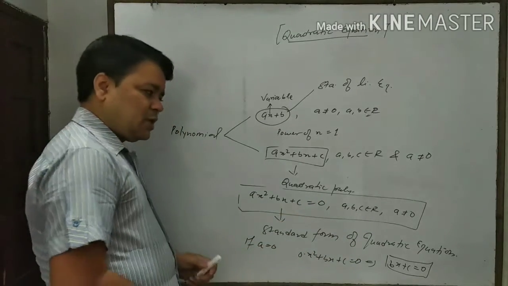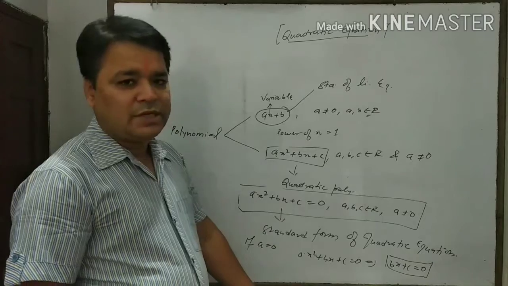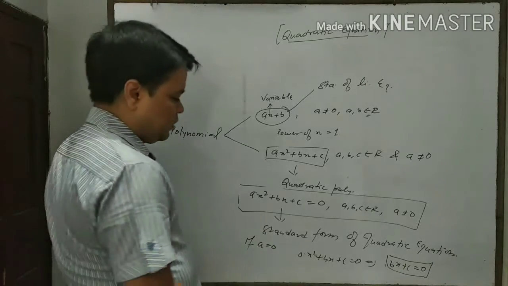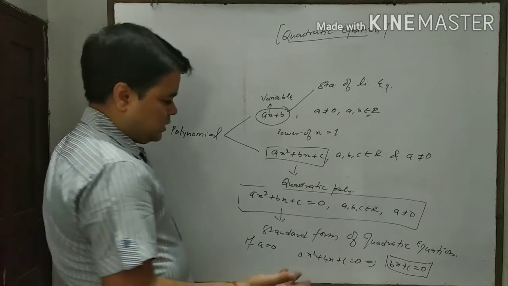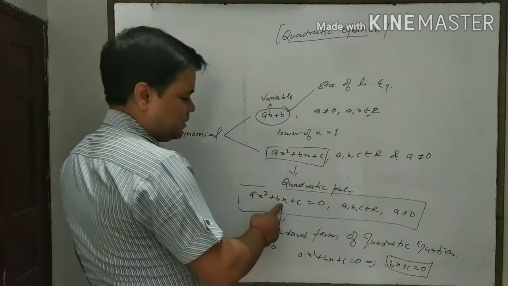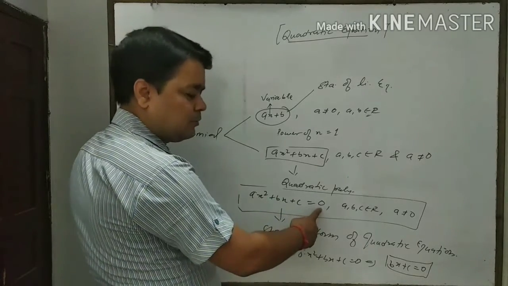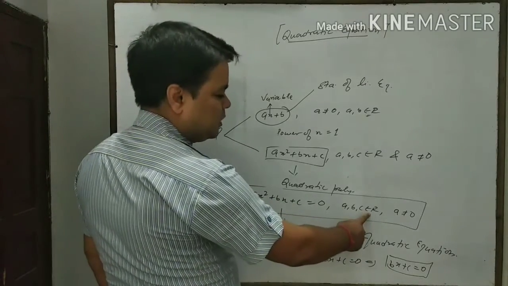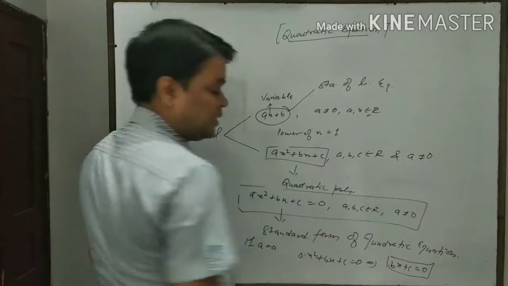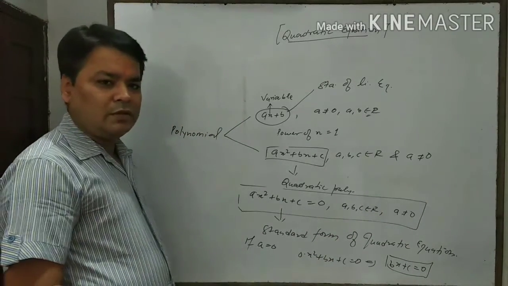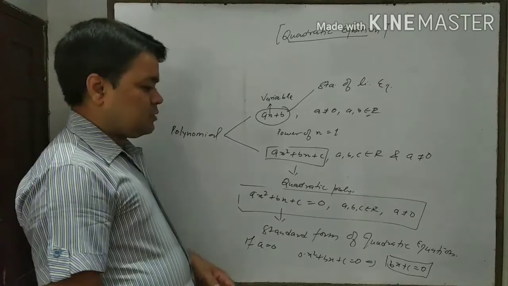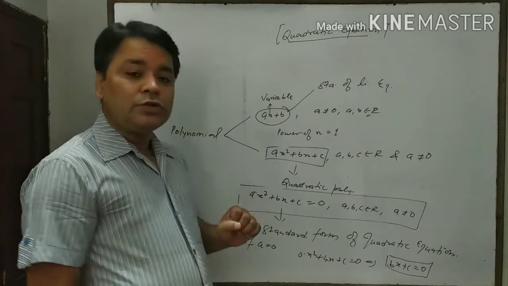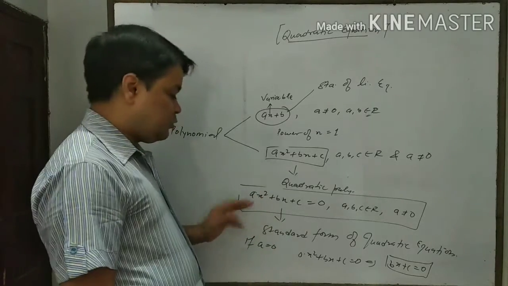Standard form. If anyone asks what is the standard form of the quadratic equation, your answer should be: the standard form of the quadratic equation is ax square plus bx plus c is equal to 0, where a, b, c belong to real numbers and a is not equal to 0. Maybe anyone asks why a is not equal to 0?